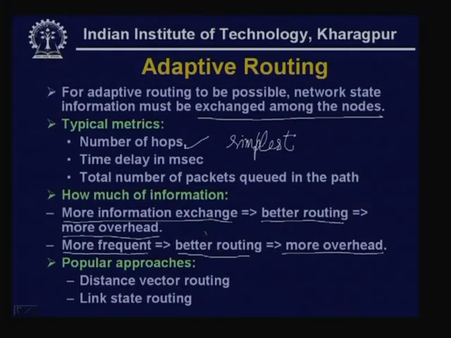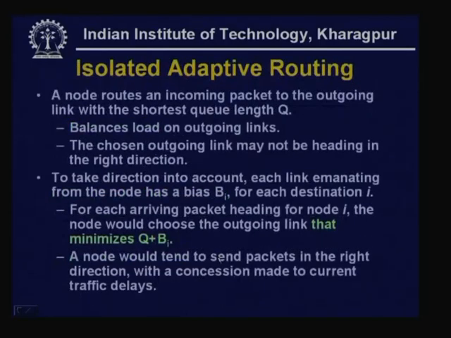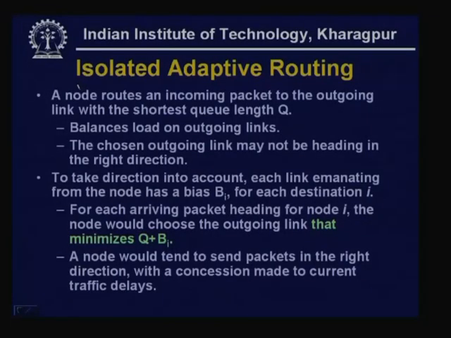So, these are the trade-offs that will be encountered whenever you design an adaptive routing algorithm. As a consequence, it will be quite complex. And there are two very popular approaches for adaptive routing. One is known as distance vector routing, another is link state routing. We shall discuss them in detail in this lecture. But before that, let us take up a very simple example of an adaptive routing technique. It is essentially a local approach, and that is why it is known as isolated adaptive routing.